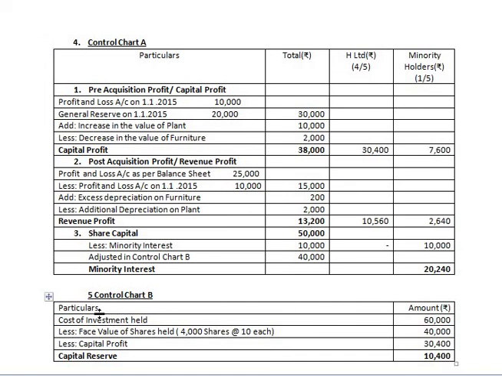Then let's move on to the next one, control chart B. So we first of all have to take the cost of investment held. So let me remind you again, this one you get from the asset side, that is the non-current investment made by the holding company in the subsidiary company. So according to the balance sheet, it is 60,000.